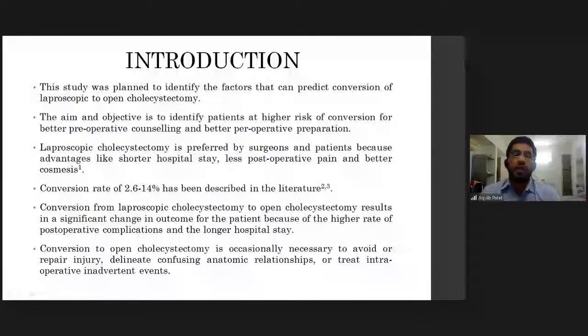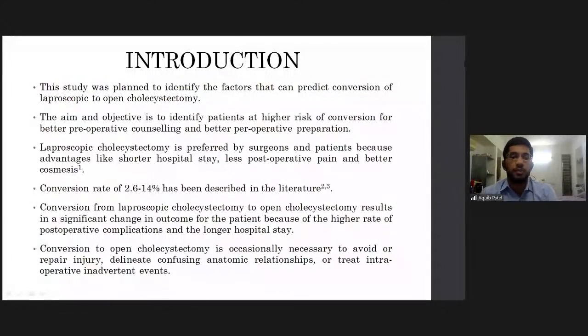The study was planned to identify the factors that can predict conversion of laparoscopic to open cholecystectomy. The aim and objective of the study is to identify patients at higher risk of conversion, so that we can better preoperatively counsel the patient and prepare better for post-operative care.